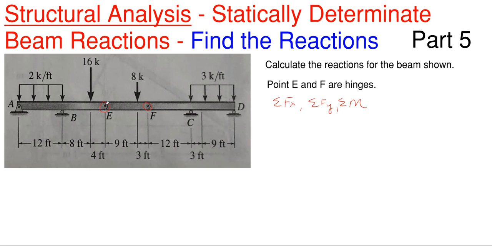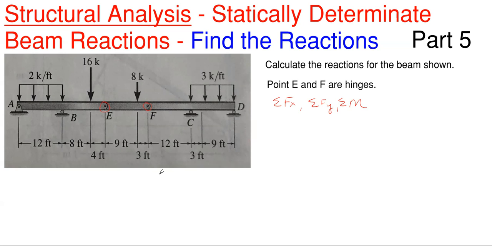So for instance, hinge E can only transfer horizontal and vertical forces across from this member on the left to this portion in the middle. Same thing with F. A hinge cannot transfer moment. A hinge allows for rotation. It does not resist any type of rotation. So think of a hinge in a beam like a hinge on a door. It allows the door to swing, but your door is not moving up and down, and it is not moving left to right.